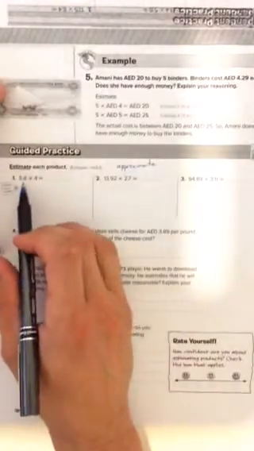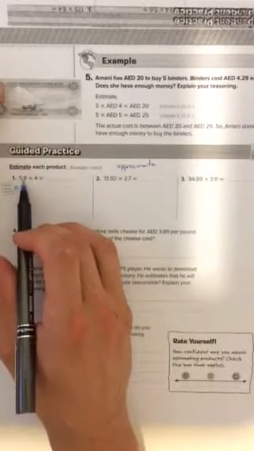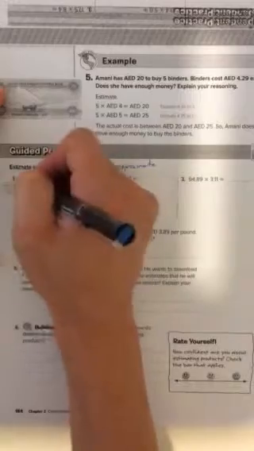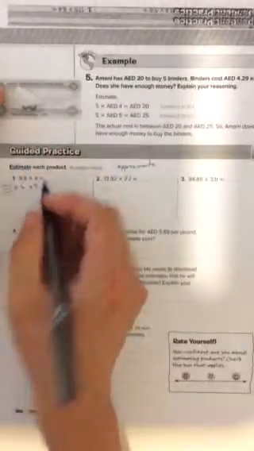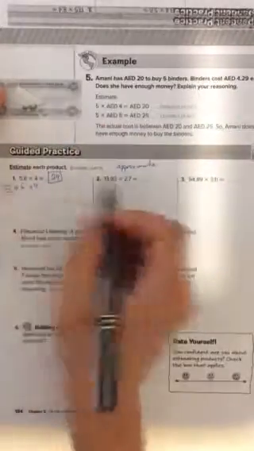What the book wants you to do is take the decimals and round them to the nearest whole number. So 6.8 is very close to 7. And what is 7 times 4? Well, 7 times 4 is 28. So this is approximately 28.